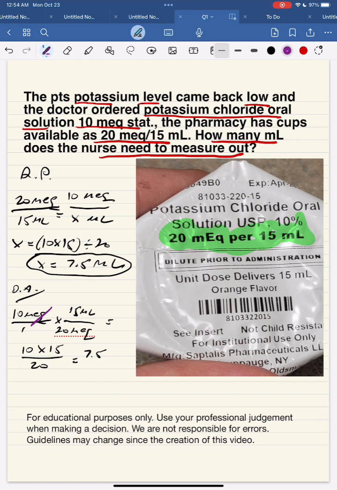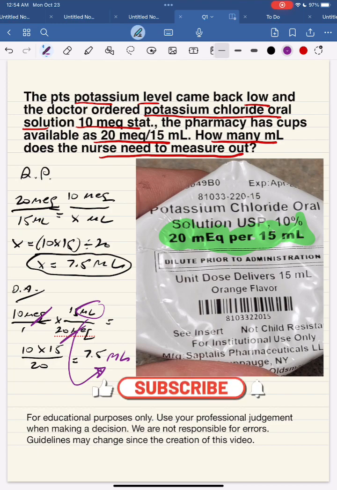Look at the call of the question. How many milliliters does the nurse need? And that's how you know, when you do dimensional analysis, which units you want to cancel out and which units you want to be left with. And here it's milliliters that you want to be left with. Okay, let's go to the next problem.